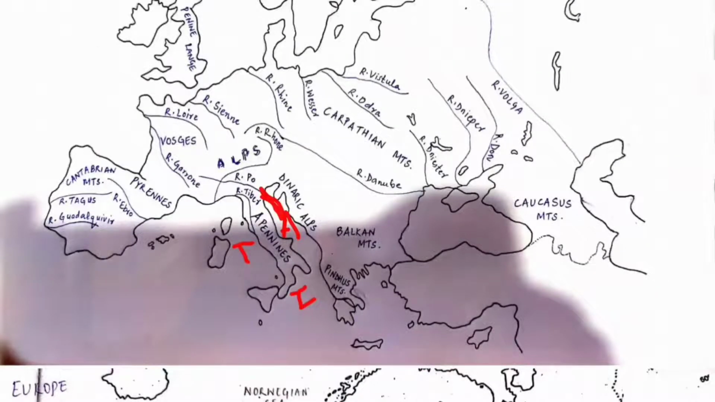Moving to the next river, that is the river Tiber. This is our river Tiber, and it is also a river of Italy. And on this river, Rome is located.